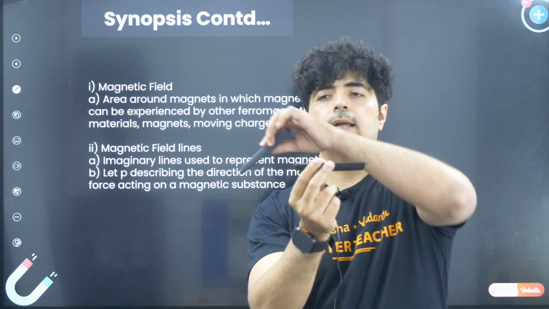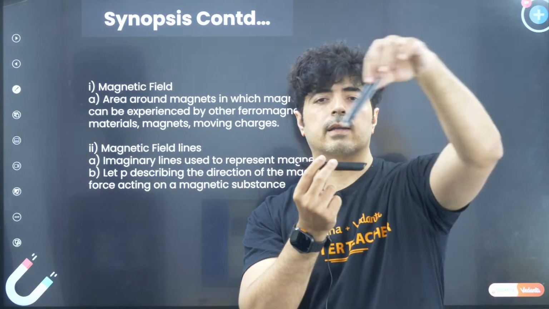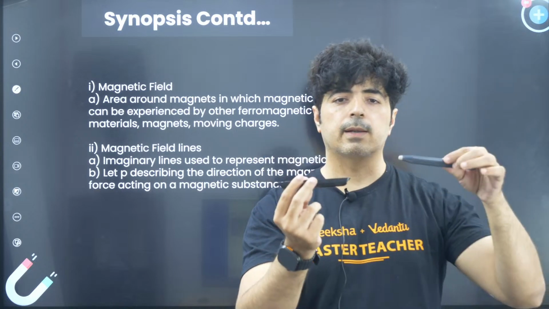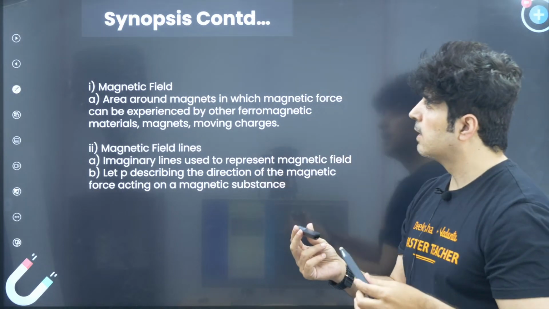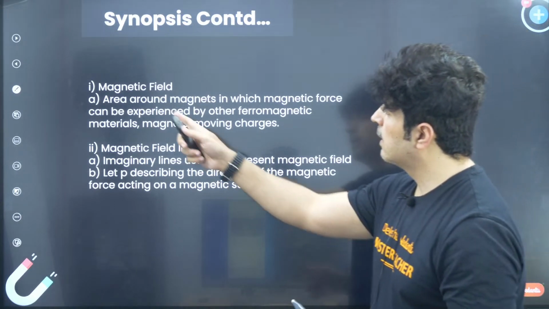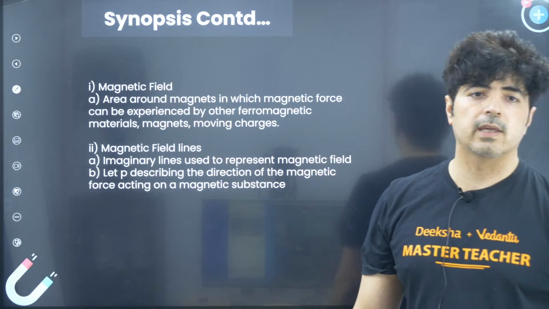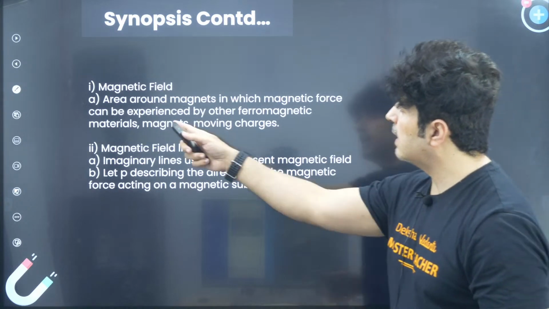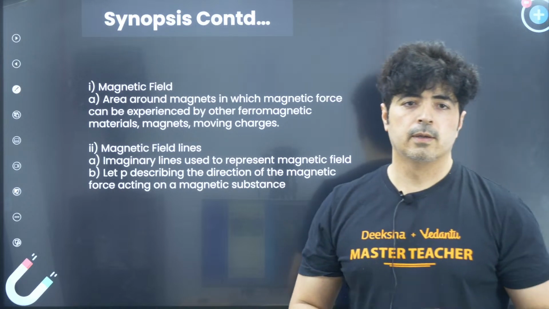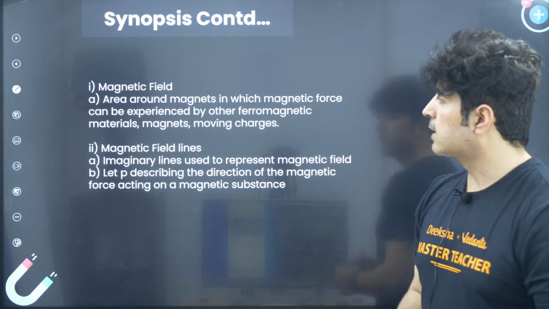So we call that point around this magnet, everywhere in 360 degrees, that point is your field. It's called the field of it. We call that area the field, and the magnetic effect is felt over there. We call it the magnetic field. So it is the area around the magnet in which the magnetic force can be experienced by ferromagnetic materials. Okay, so this is how it works.